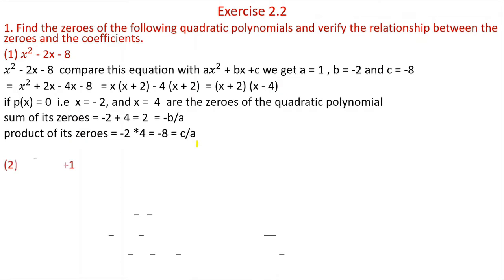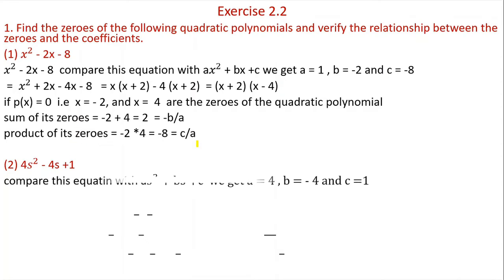Now, second sum. The given quadratic polynomial is 4s square minus 4s plus 1. Let us compare it with the standard form, that is as square plus bs plus c. Then we are getting the value of a is equal to 4, b is equal to minus 4 and c is equal to 1. Now, if we want to find the zeros for the given polynomial, we have to split the middle term into two subterms, in which the addition of these two subterms is equal to the middle term minus 4s, and the product of these two subterms is equal to the product of 4s square into 1.